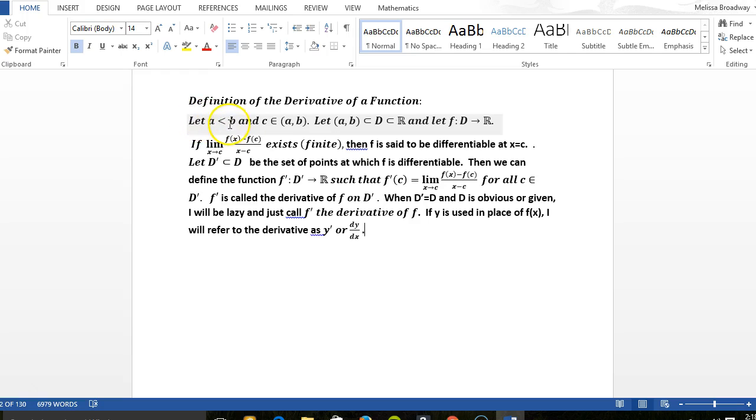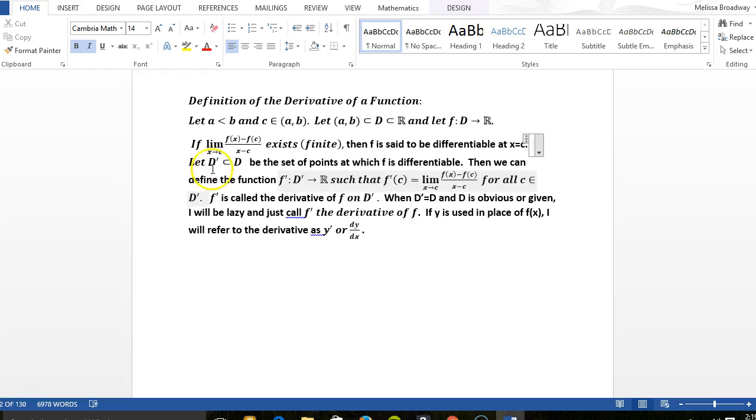Let a be less than b, and let c be an element in this open interval (a, b). Let the open interval be a subset of D, which is a subset of the reals, and let f be a function from D to R. If the limit as x goes to c of (f(x) minus f(c)) over (x minus c) exists and is finite, we don't want it to equal any type of infinity, then f is said to be differentiable at x equals c.